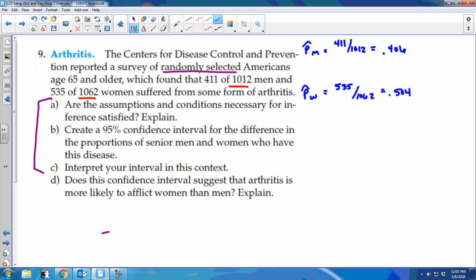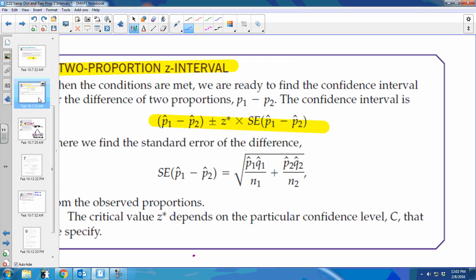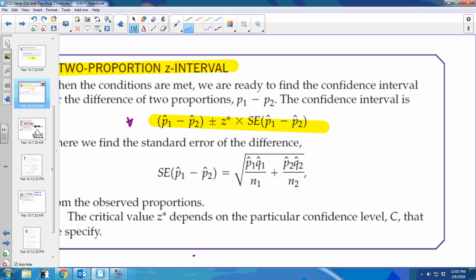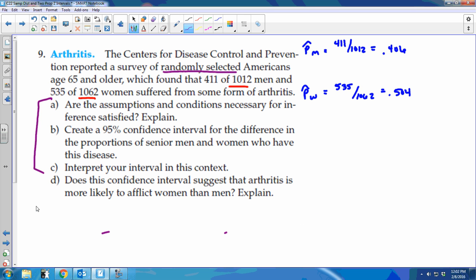Part B says to create a 95% confidence interval for the difference in the proportions of senior men and women who have this disease. So we're going to follow this formula, right? Or you can follow what it says in the formula sheet. Statistic, plus or minus, critical value times standard deviation of the statistic. So in the example, would you rather do women minus men or men minus women? Women minus men, because that way we get a positive result. It's not wrong to do the other way, but I'm going to do it positive.